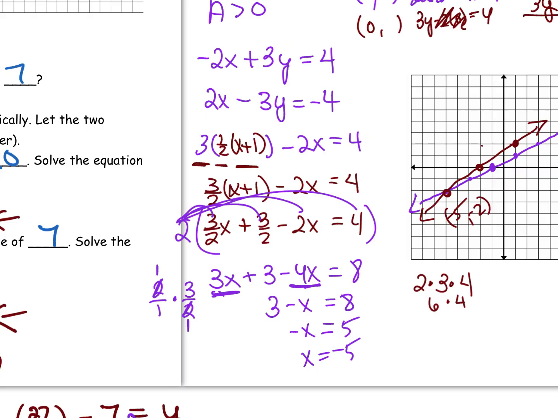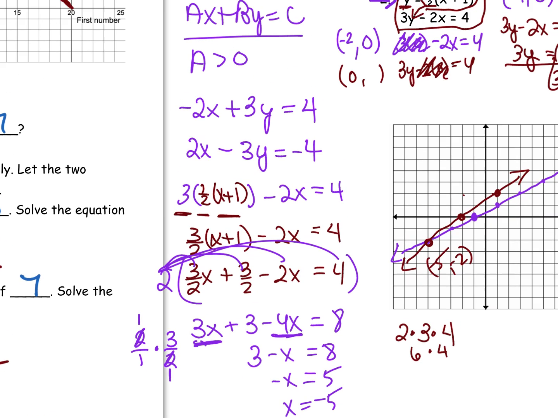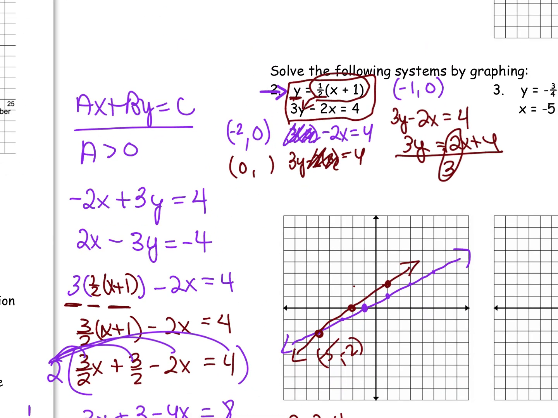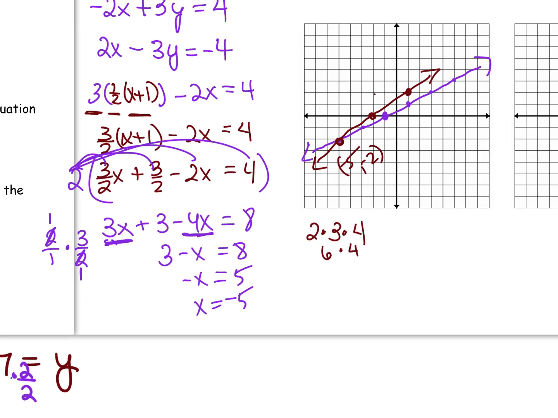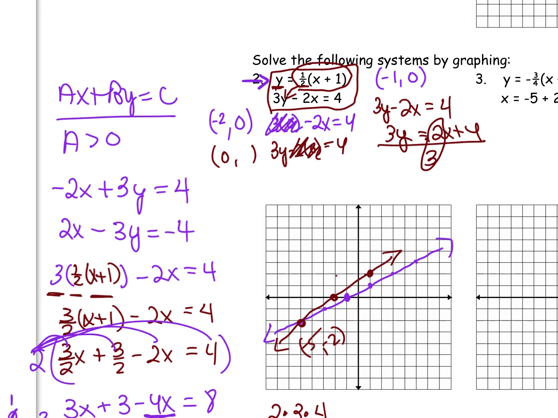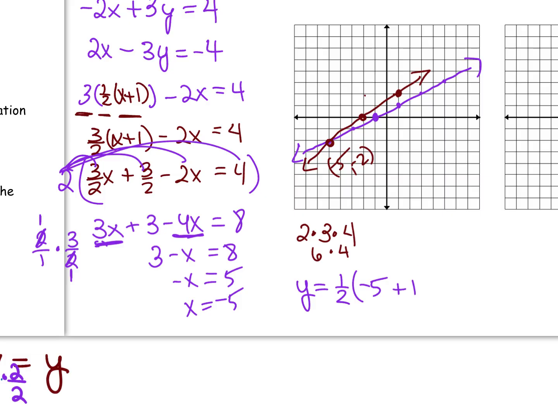Yay. Now we can take this x value and plug it into either of the equations from earlier. Would you like to do the top one or the bottom one? Top one. So we got y equals 1/2 negative 5 plus 1. What was it? Plus 1. What's negative 5 plus 1? What's 1/2 of negative 4? So we have an answer at negative 5, negative 2.